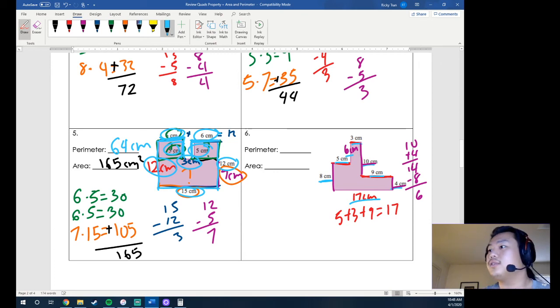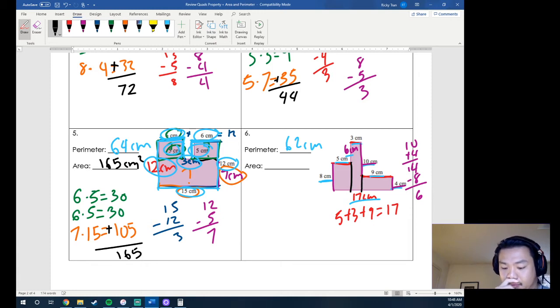what was it again? I totally forgot. 62. Okay, 62 centimeters. Okay, and for the area, we're going to split it into 3 different shapes. Let's see, what's the easiest shape? I'm just going to split it like this.